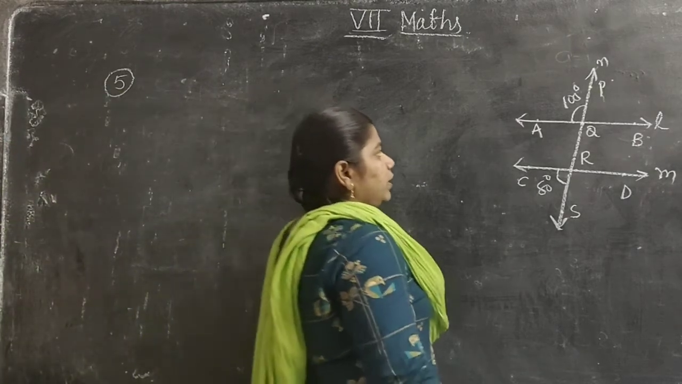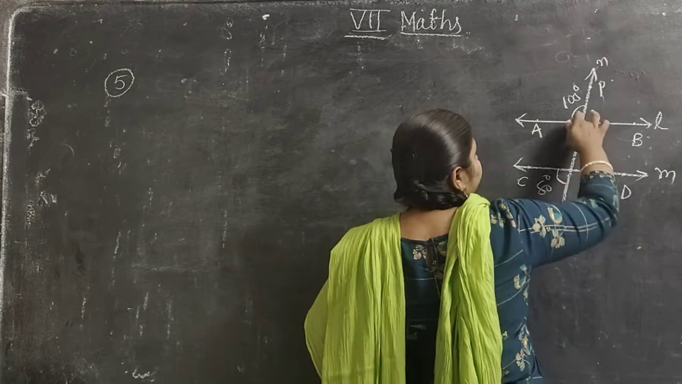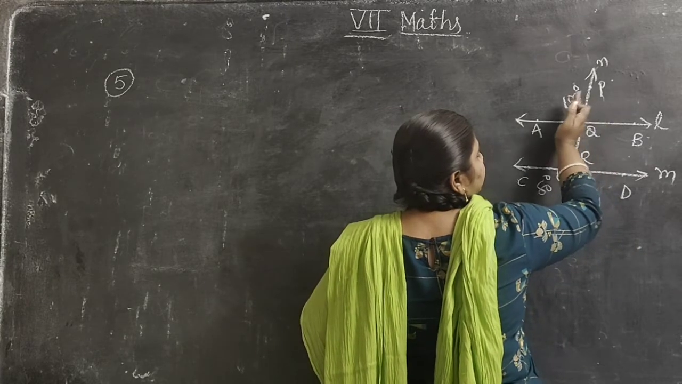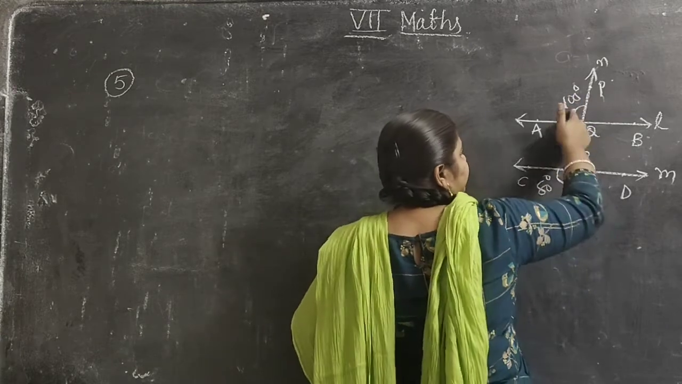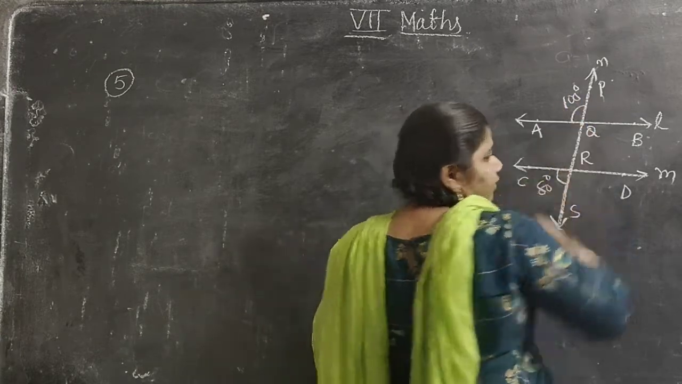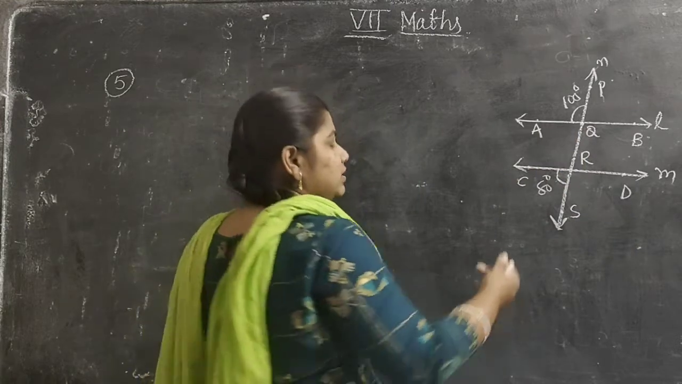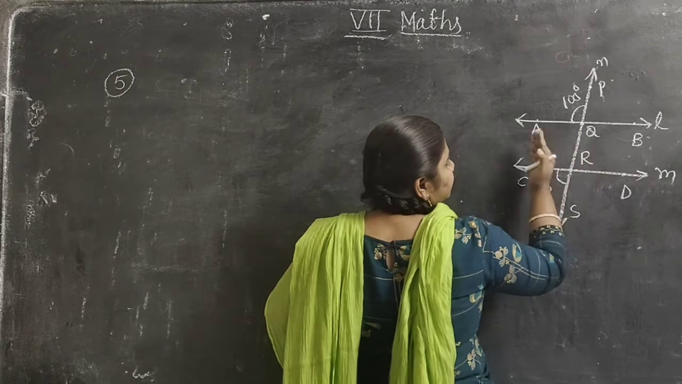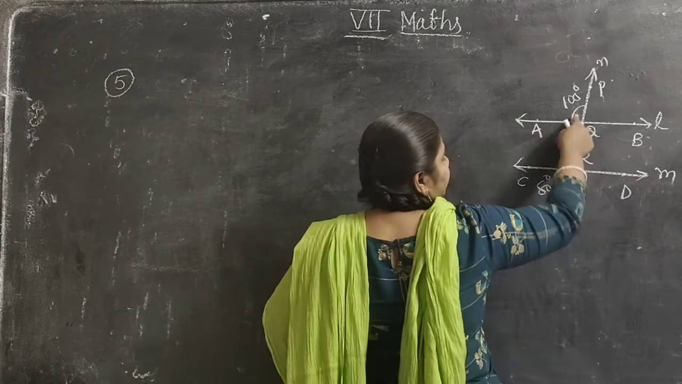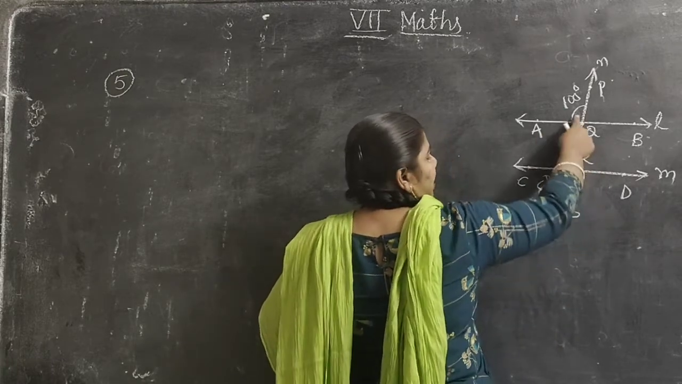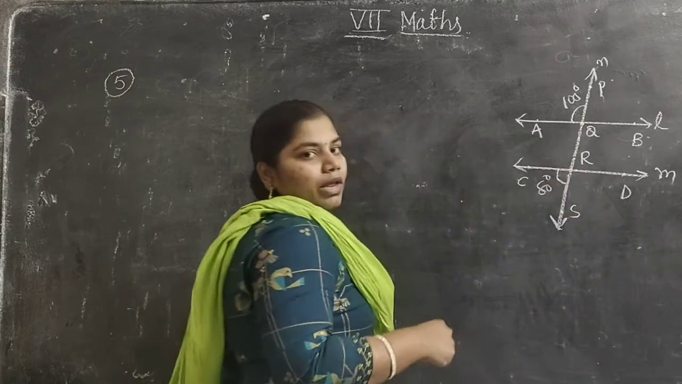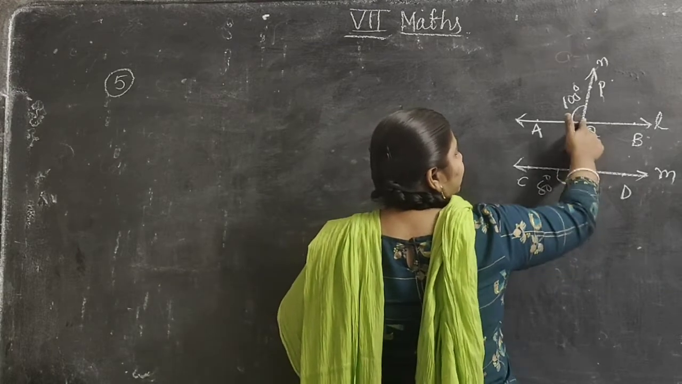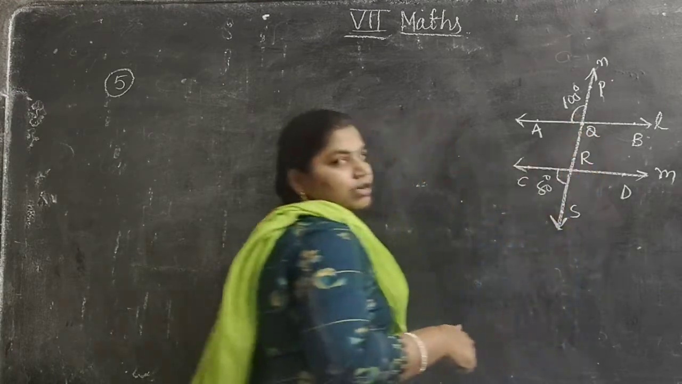So by seeing this figure, you can say that these two are exterior angles lying on the same side of a transversal. That means the sum will be equal to 180 degrees. What are those angles? These two are lying outside of the parallel lines and they are on the same side of a transversal. So the sum should be equal to 180. That is 100 plus 80 is equal to 180. So the condition has been satisfied. So we can say that these two lines are parallel to each other.